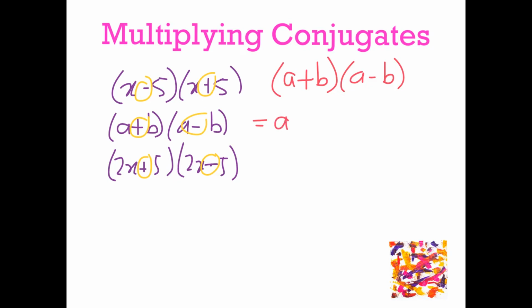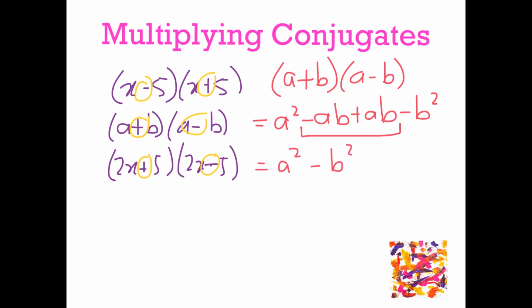So a times a is a squared. Then we have negative ab plus ab minus b squared. And you're going to notice what happens is when I clean this up, the middle term actually disappears. So you end up getting just a squared minus b squared.